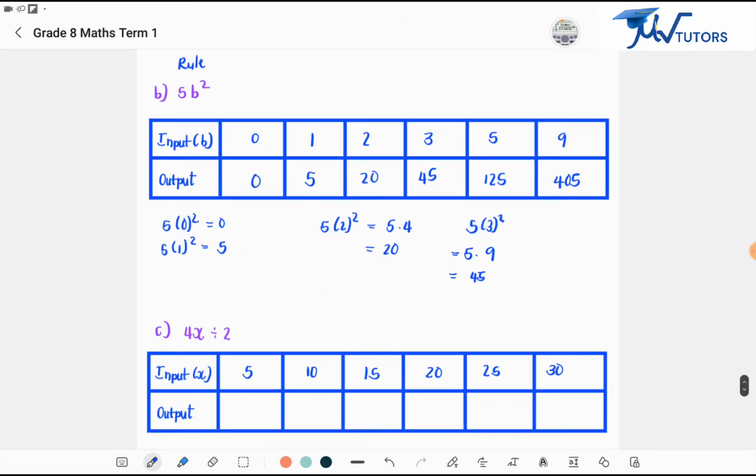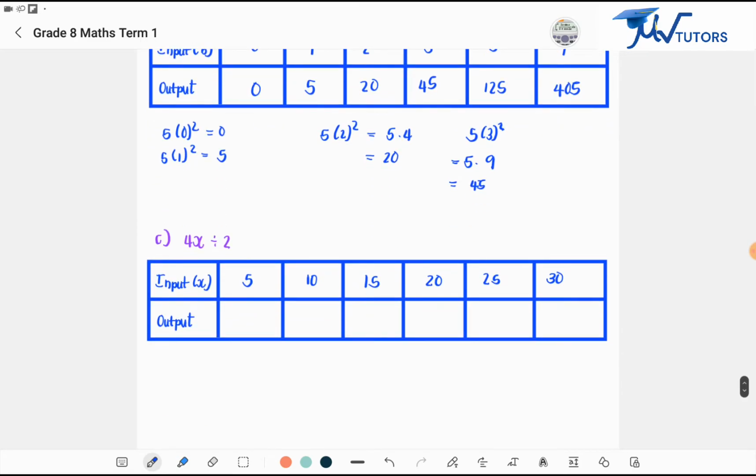And then now the next rule is 4x divided by 2. So in the place of x, we're going to put 5. All right, so now 4 times 5 is 20, and if we divide by 2, we're going to get 10. Okay, so that's how it goes. The next one, we multiply by 10, divide by 2. So 4 times 10 is 40, divided by 2, that's 20.